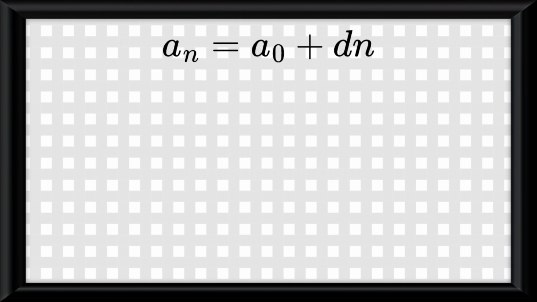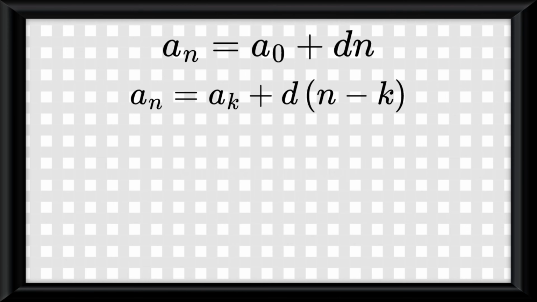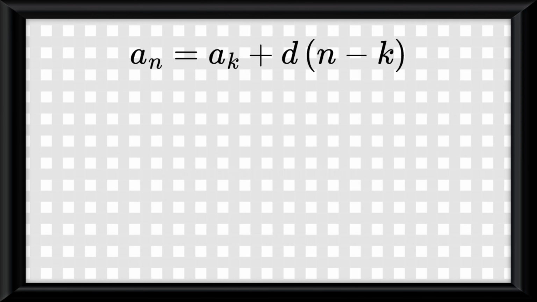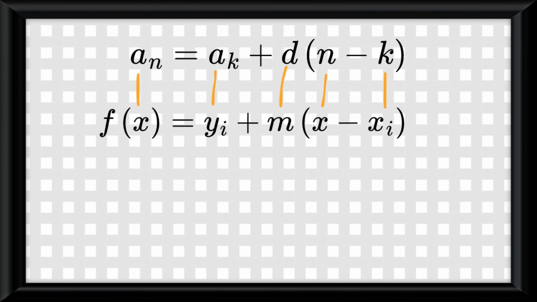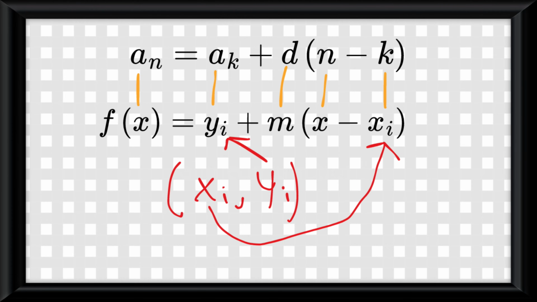And a massive surprise to everyone, I'm sure, an arithmetic sequence is really just a linear function. And we see that in its equations, as the form a sub n equals a sub 0 plus dn is really just the equation y equals b plus mx, which is the linear function equation. And the other equation, a sub n equals a sub k plus d multiplied by n minus k, could be expressed as another way of writing linear equations, being f of x equals yi plus m multiplied by x minus xi, where you include the point xi comma yi in the equation.